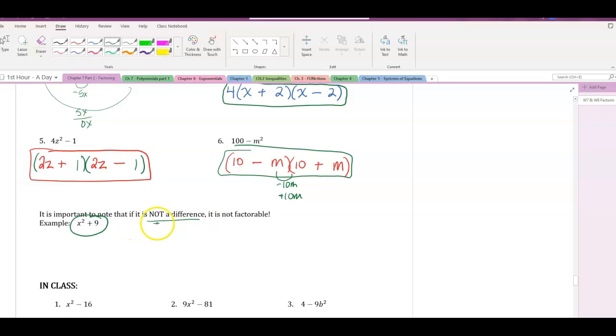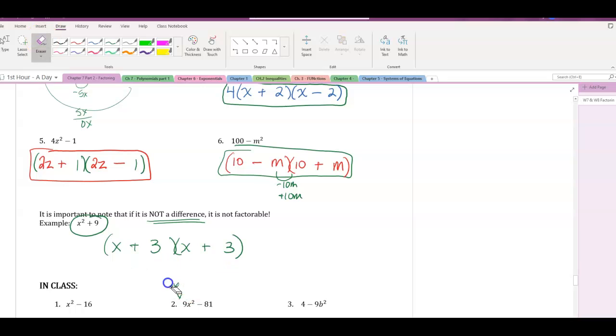What's super important to note is that something like x squared plus 9 is not factorable because it's not a difference. Think about why. You might go, oh, well, that's okay. We'll do 3x, and yeah, that'll work, right? X plus 3, x plus 3. Well, it gives me 3x here and positive 3x here, which gives me 6x, but I need it to be 0x. So that's not going to work.